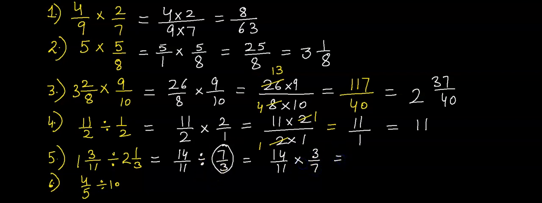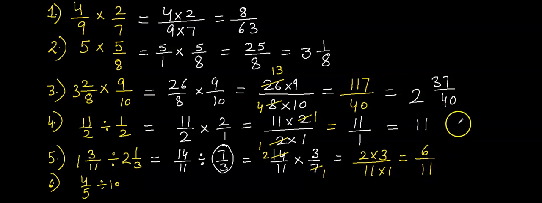Now we have to check if we can reduce any of the numerators by any of the denominators. So we can reduce 14 and 7 by 7. So that would be equal to 2 and 1. So now we multiply. So 2 times 3 and then 11 times 1. So 2 times 3 equals 6 and then 11 times 1 equals 11. So the final answer would be equal to 6/11.